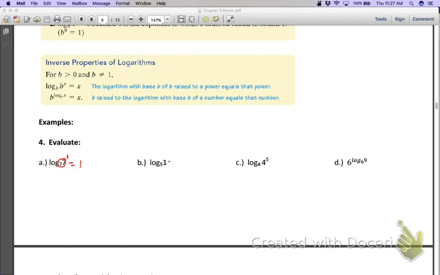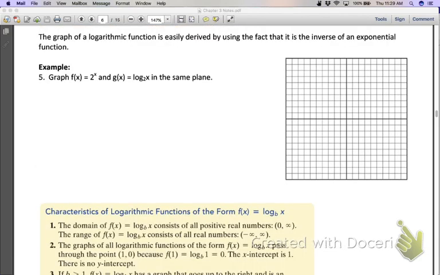Same way here. 5 to what power gives me 1? Well, it's going to be 0. If you think about it as 5 to the x power equals 1, then it has to be 5 to the 0 power. Same way, bases are the same, so the only thing left is equal to 5, or if you just want to call it x equals 5. And then the last one, the base here, they just cancel. It's equal to 9.